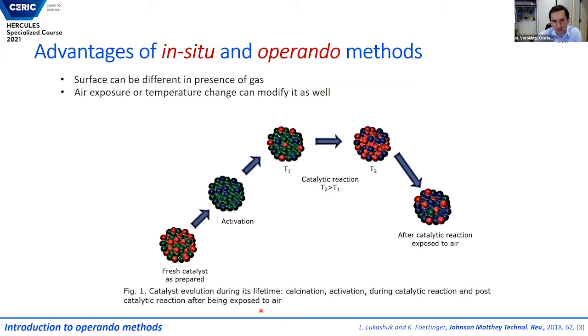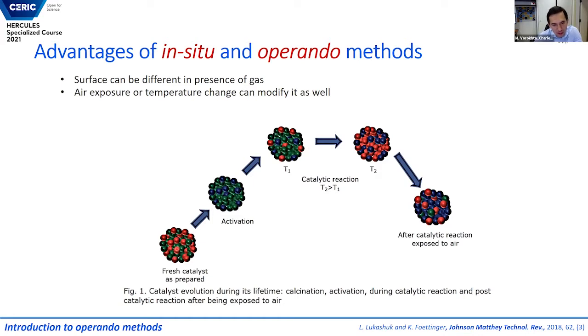It means that on this picture, you can see that, for example, if you prepare some fresh catalyst, before it is active, you sometimes need to do activation. Activation means that you, for example, do annealing in the presence of hydrogen, which is like reduction, or in the presence of oxygen. So you need to treat your catalyst first. It can be done at different temperatures, and then you do a catalytic reaction.